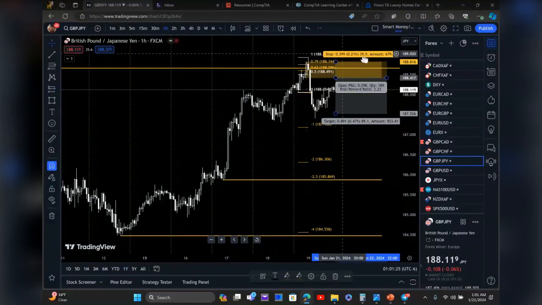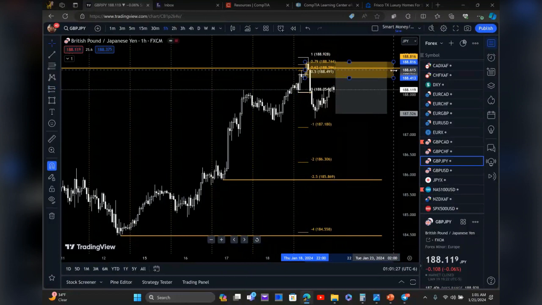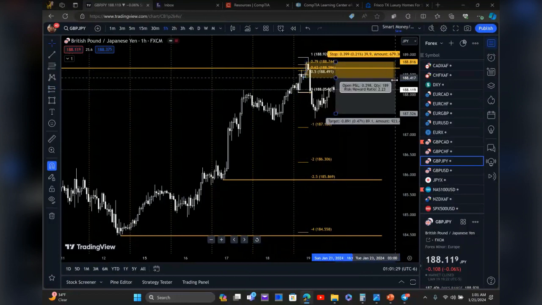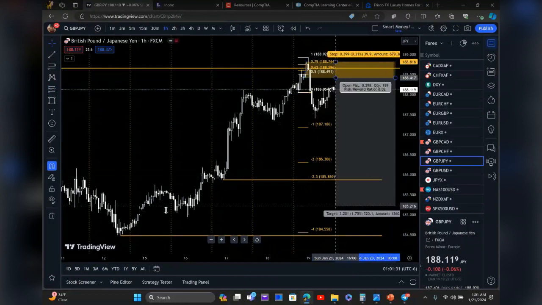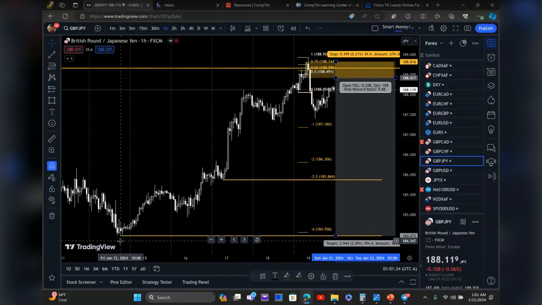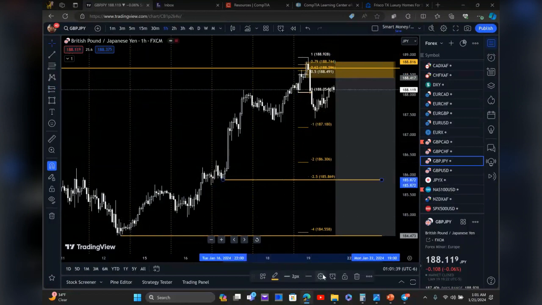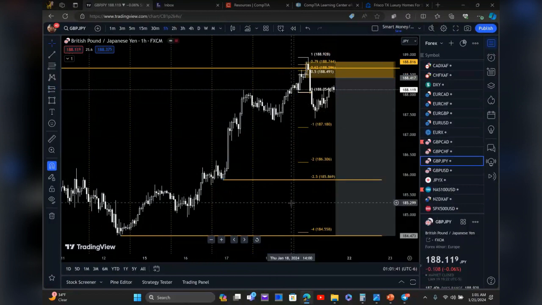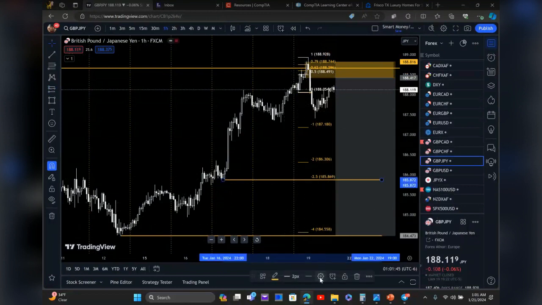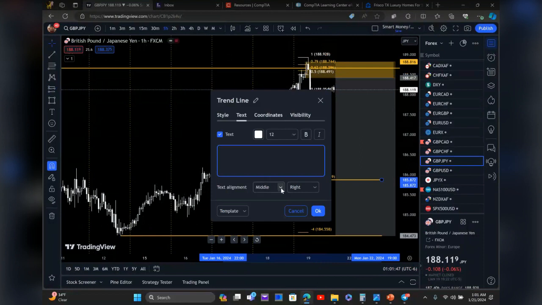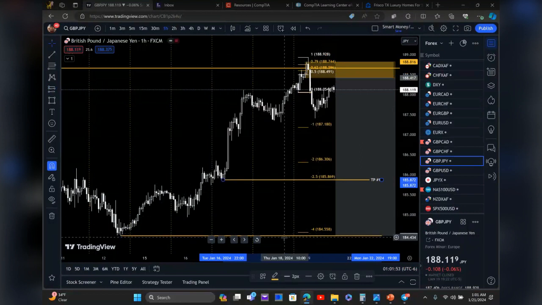Set the zone to there. This over a little bit. All right. And I'm going to stretch this all the way down. Since this is my first take profit area, I'm going to label this middle right TP number 1. All right. And this one will be my TP number 2.